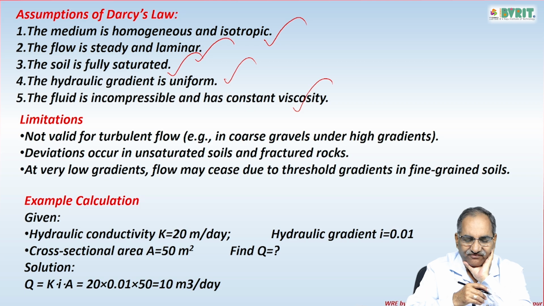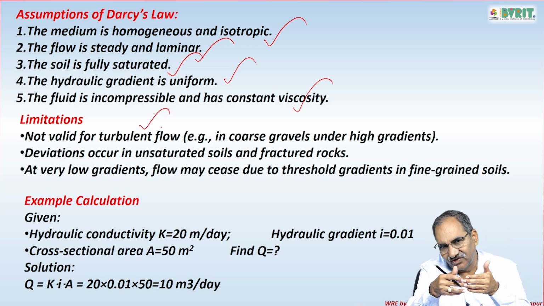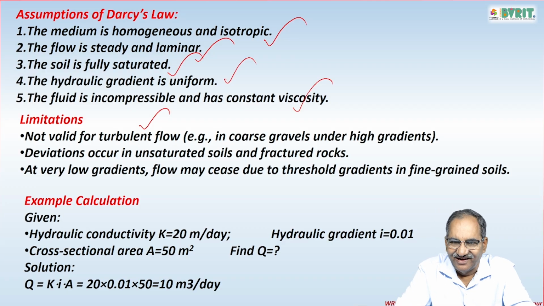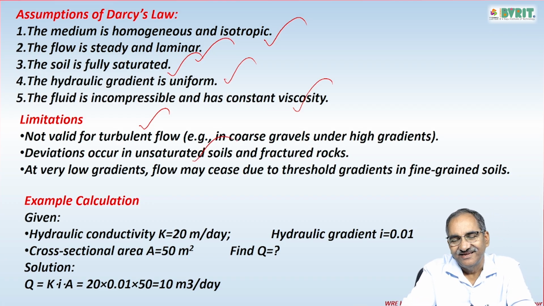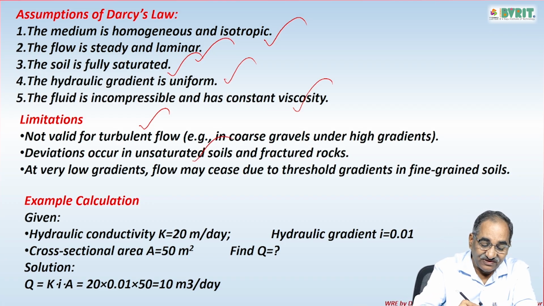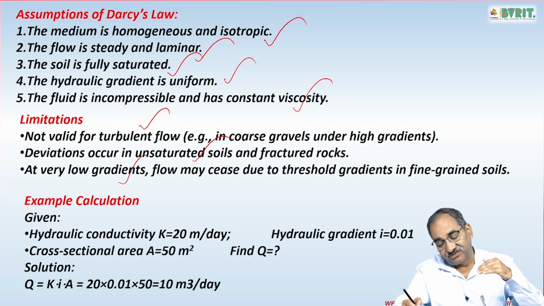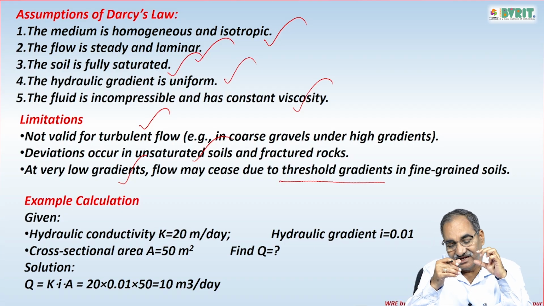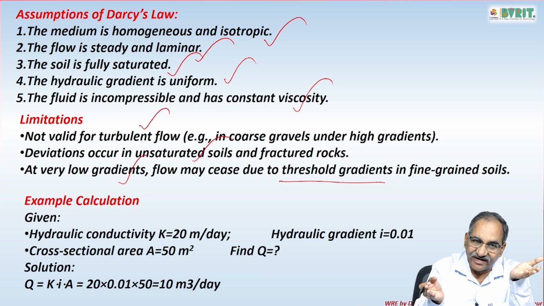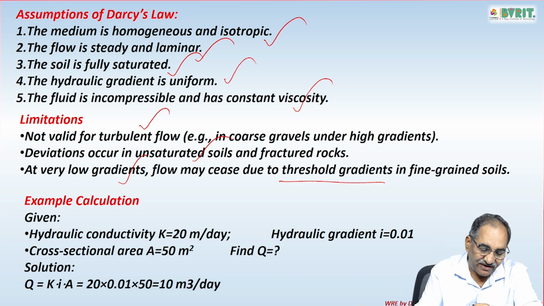What are the limitations of Darcy's law? It is not valid for turbulent flow. The moment I said that it is valid only for laminar flow, automatically it is not valid for turbulent flow. For unsaturated soils, naturally it does not work. Similarly, at a very low gradient, flow may cease due to threshold gradients. That means in a fine grained soil, if the hydraulic gradient is very low, then flow may not be there at all. That is one of the limitations.